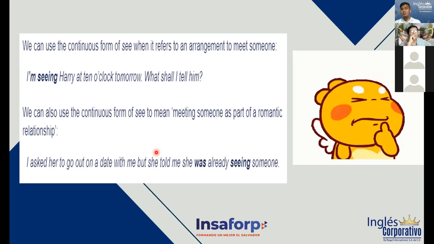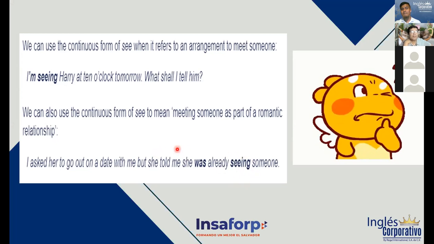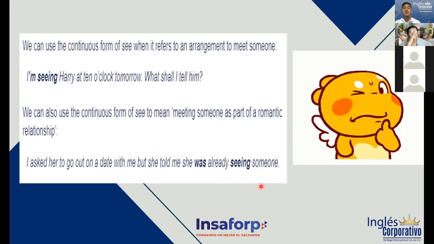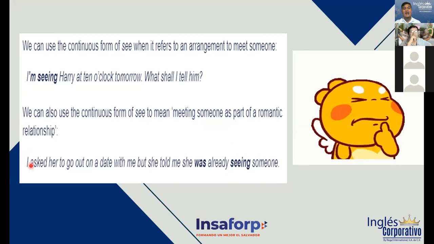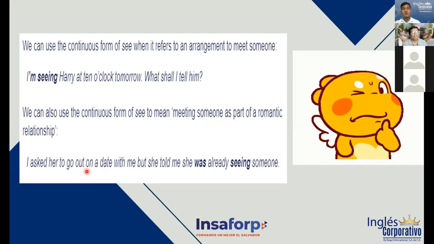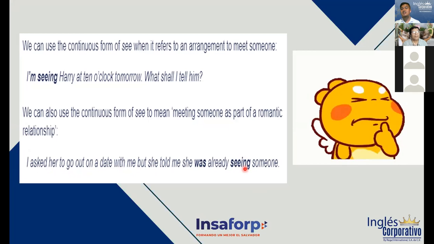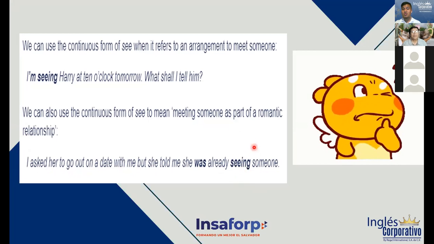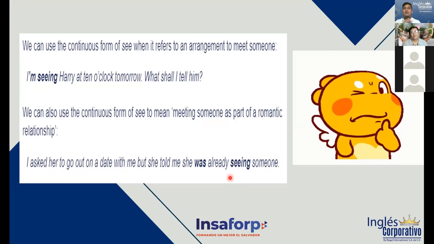So, también puede usarse si lo utilizamos en continuous, también puede significar que usted está conociendo a alguien en un sentido romántico, como una cita romántica. For example, we have, I asked her to go out on a date with me, but she told me she was already seeing someone. Le pregunté que saliera conmigo, pero me dijo que ya estaba viendo a alguien. En este caso, cuando yo digo viendo, no me refiero a la acción literal de ver, sino al sentido de estarse viendo en un sentido romántico con alguien.